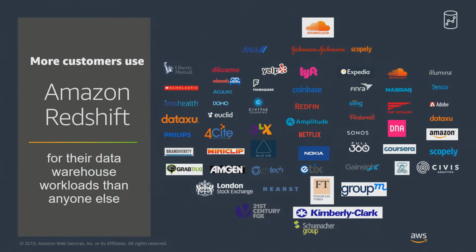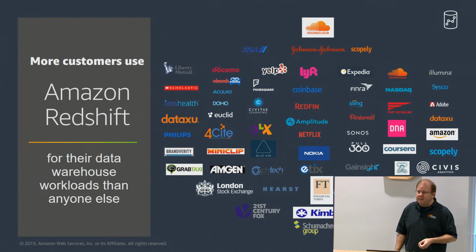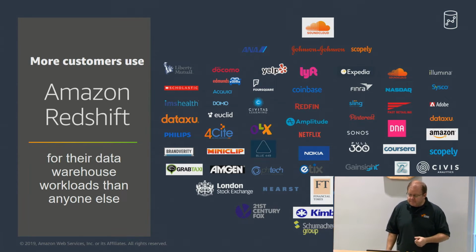We've got a bunch of logos up here on the screen, everybody from Johnson & Johnson in healthcare, Liberty Mutual for insurance. We've got Philips, we've got Amgen in the healthcare life sciences division. If you don't see your vertical up here, definitely go to the Redshift page, search for Redshift case studies or customer success stories, and I'm sure you'll find a use case up there that matches your environment that you can learn from.